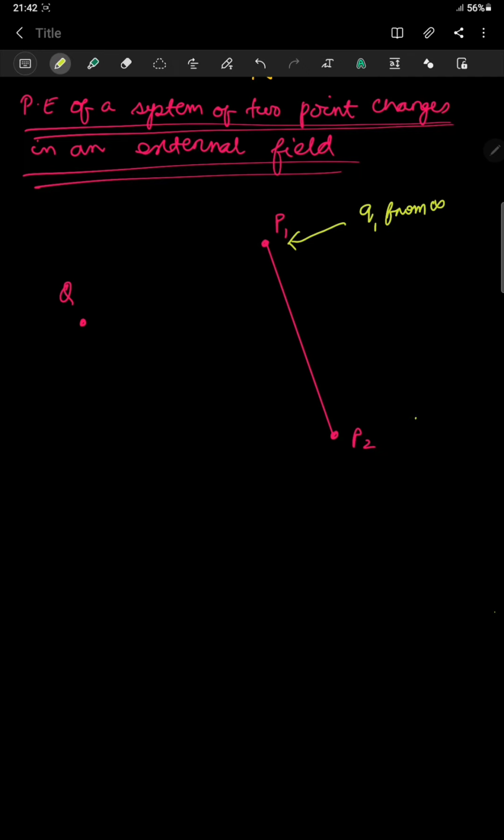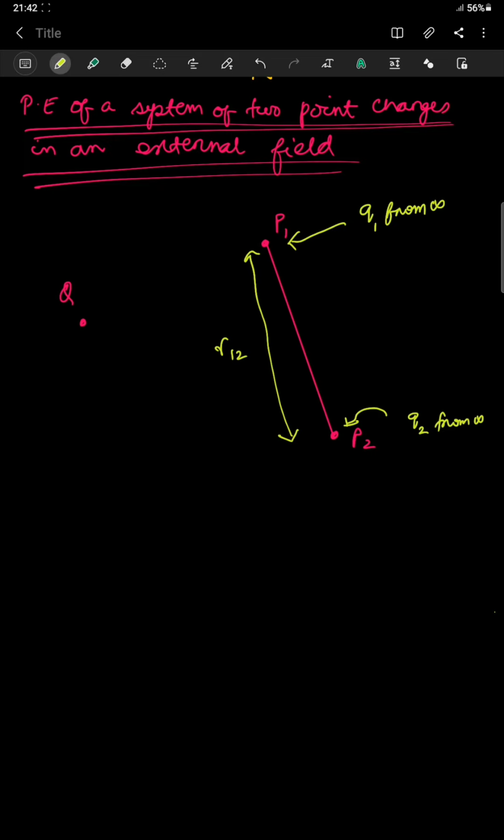Then you bring q2 from infinity, and keep it at p2. While doing so, what will be the work done? So what is the total work done? Total work done because of this charge, work done for this charge, you have to add both of them. Okay, so now let us find out for this situation. And moreover, the distance between the two charges, here it is r12. So I hope it is clear how this derivation will be different from the previous one.